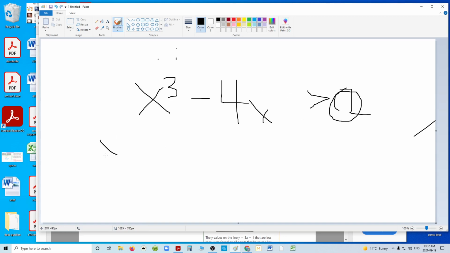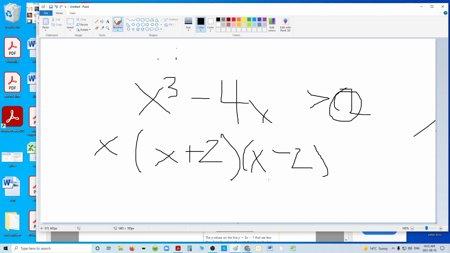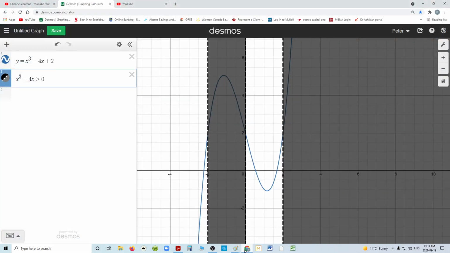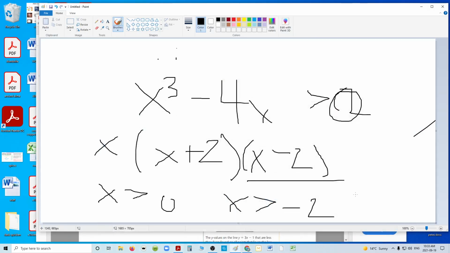We're going to take an x out of each of them. We get x squared minus 4 in the middle. That's a difference of 2 squares. So you get x plus 2 and x minus 2. And we discover several things. So when x is equal to 0, this will be 0. So therefore, one of the solutions is x must be bigger than 0. When we look at this one, when x is minus 2, it's equal to 0. Therefore, x must be bigger than minus 2. And let's see if this is going to hold true. And then finally, x is bigger than 2.